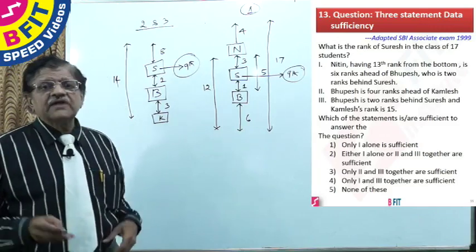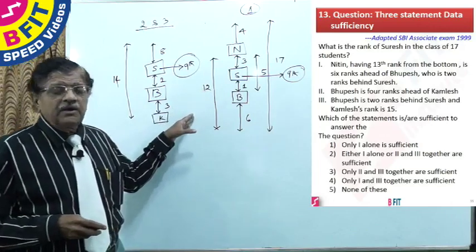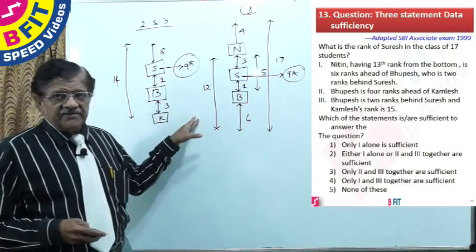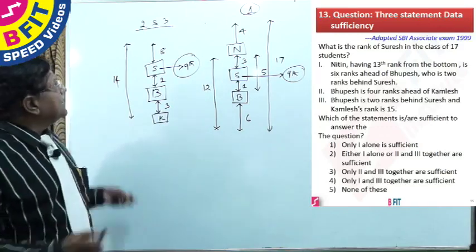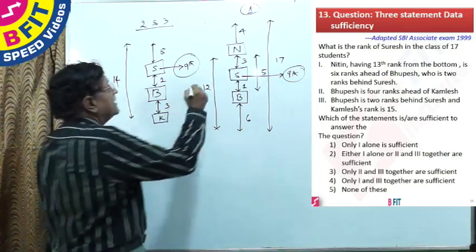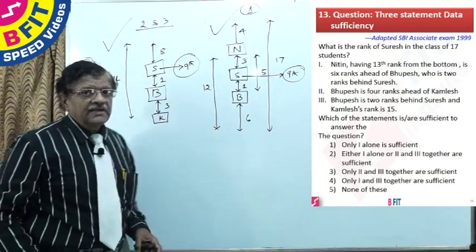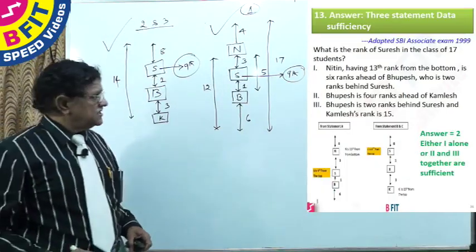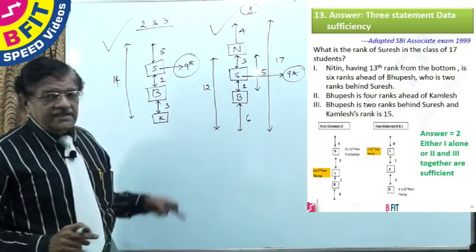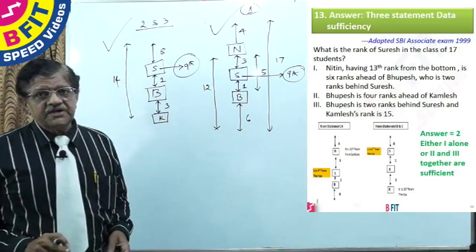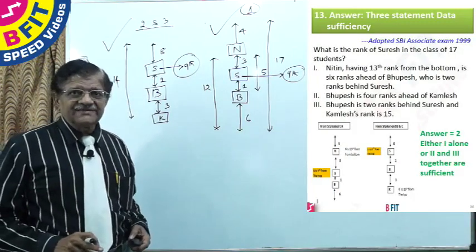Therefore, out of the options given, we have already proved that from the data in statement 1 alone we can arrive at the answer, and combining the data in 2 and 3 also we can arrive at the answer. Therefore, the correct answer to this question is option 2: either 1 alone or 2 and 3 together are sufficient to answer the question. It's a very interesting question. I hope you enjoyed it.